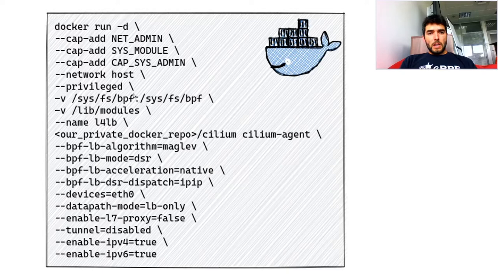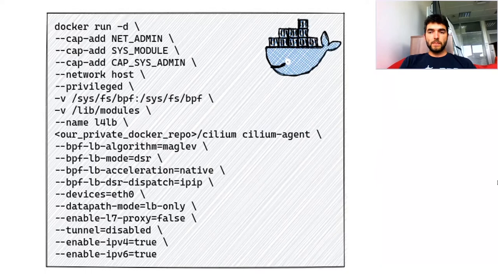So the important part is here. It's the maglev algorithm, which with regards to IPVS, has been in the Linux kernel since 4.18, I think. And in Cilium, it's since the 1.10 release. So it's important for us, so we use it like this. Here you specify a direct server return, a native acceleration, IPIP dispatch algorithm for the tunneling, and data path mode LB only. We also serve both IPv4 and IPv6 services, so we enable both of these options.